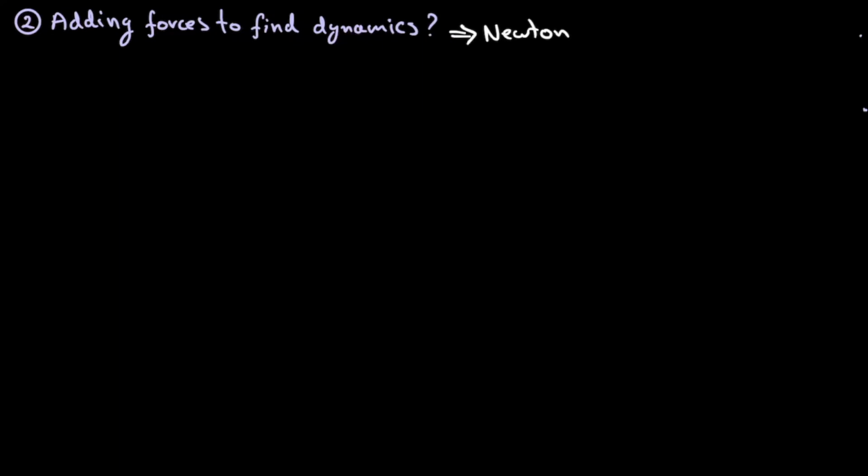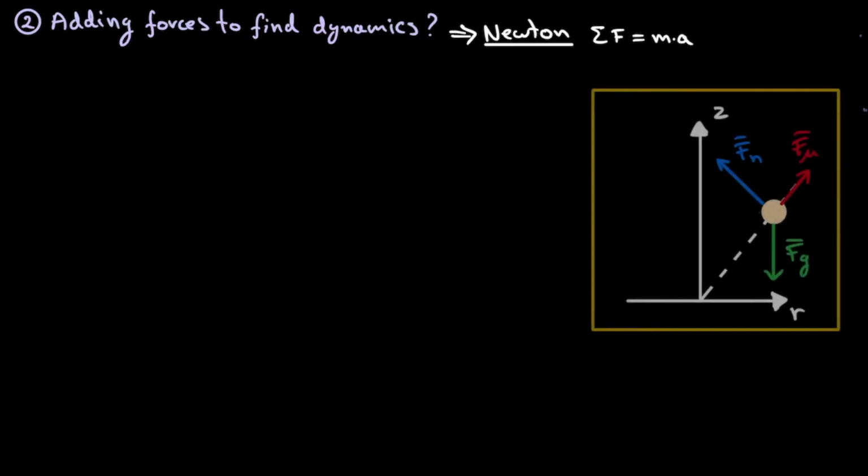The second step is to realize that we need to add forces to get the dynamics of an object. And this is of course exactly what Newton's second law states. It says that if you add up all the forces acting on an object, it will be equal to the mass of this object multiplied by its acceleration, and thereby it links all the forces with the dynamics of an object. In this specific exercise, we have of course two dimensions. We have the radial dimension and we have the height dimension. And Newton's second law needs to be fulfilled in both of these dimensions separately.